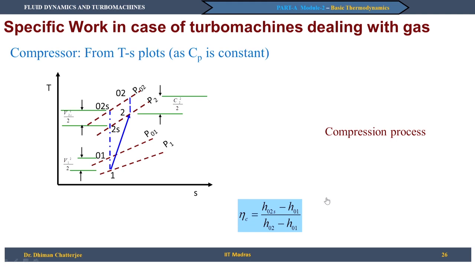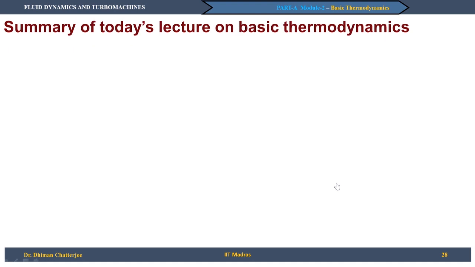So, in case of compressor, we say that H02s minus H01 is actually the amount of energy that should have been used, because that is what goes into the fluid. But what actually we need is H02 minus H01, because we have to overcome the losses. So, in this case we get for the compressor H02s minus H01 divided by H02 minus H01, and this is the end of today. So, let me summarize what we have learned in basic thermodynamics.